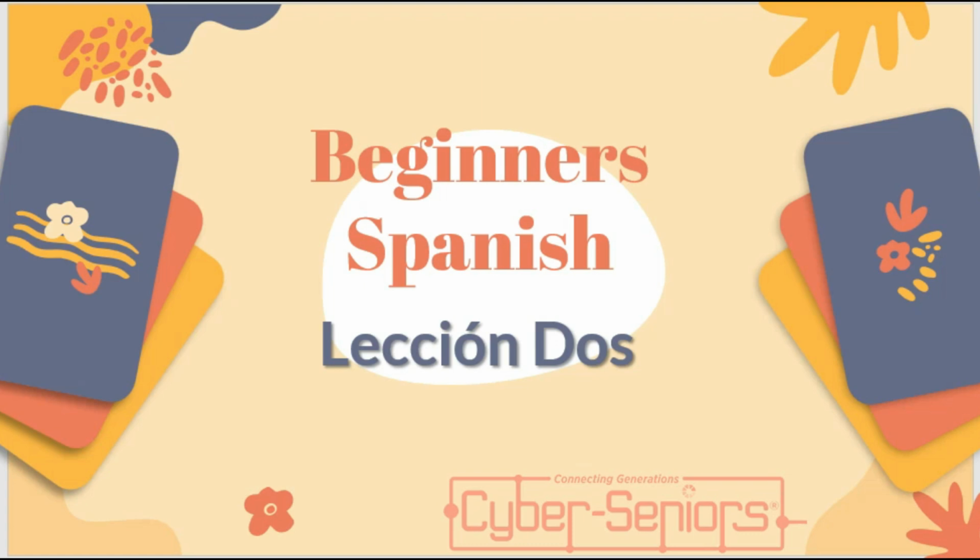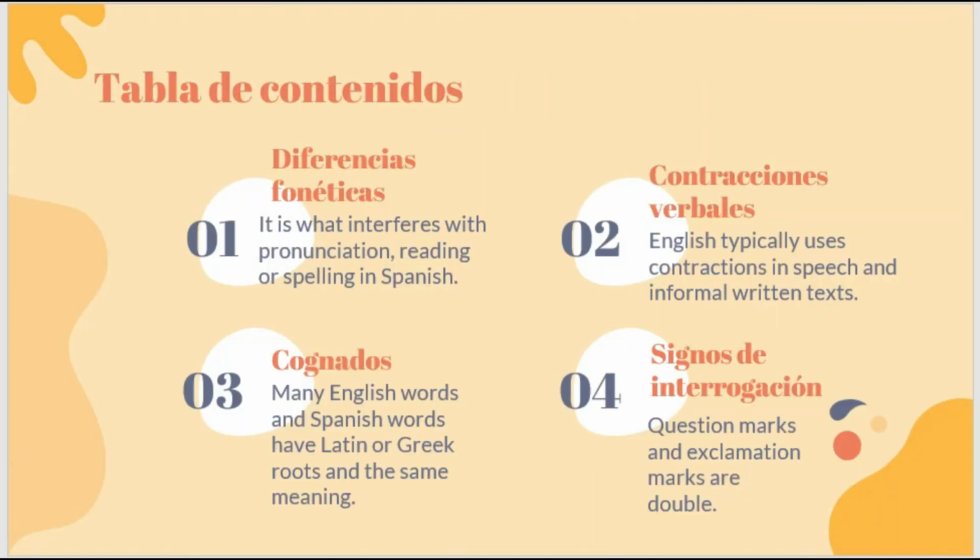And the first thing we are going to start today is the tabla de contenidos, which is our content for this class. And we have 4 things, 4 cosas. Diferencias fonéticas, contracciones verbales, cognates y signos de interrogación.